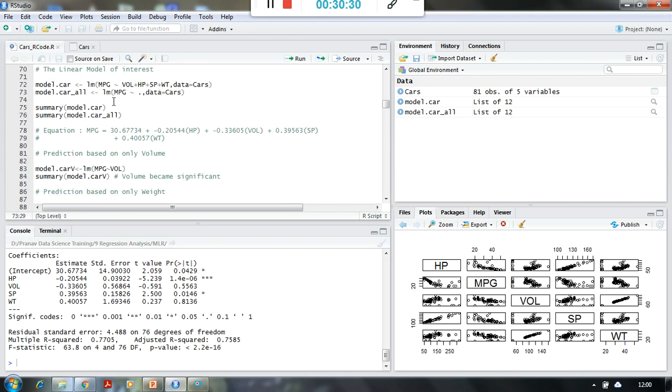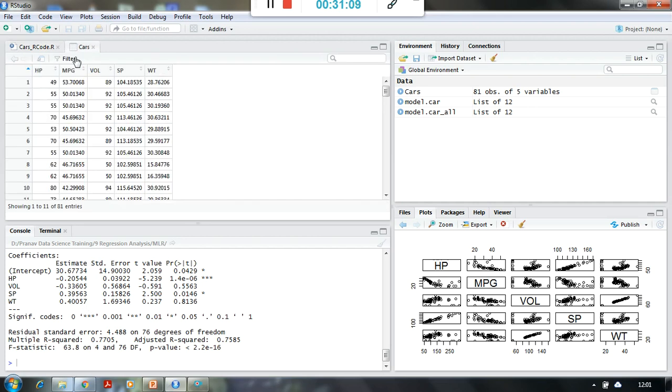All right then. Once we write the model, we can also write the equation. What is going to be my equation? MPG, because that is my Y value, is equal to 30.67734 minus 0.20544 into volume, minus 0.33605 into HP, plus 0.39563 into SP, plus 0.40057 into weight, and that is going to give me the MPG value for each of my records.